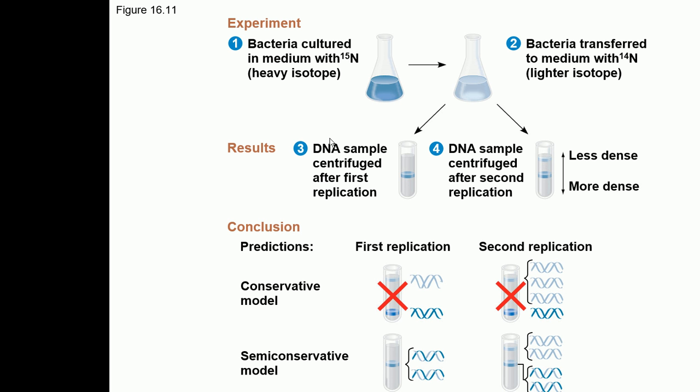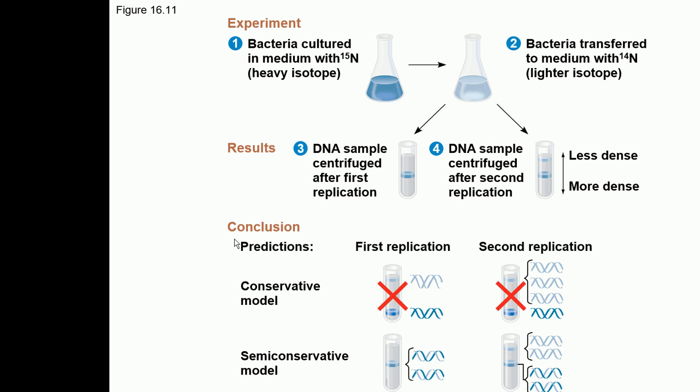So let's see, on the basis of these results, which model is correct. Because they got only one band, on the basis of the conservative model, when two molecules of DNA are formed from one molecule of DNA, one molecule should be totally new and one should be totally old. It means that there should be two types of DNA bands.